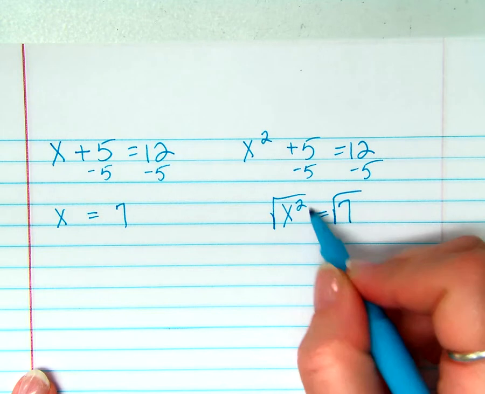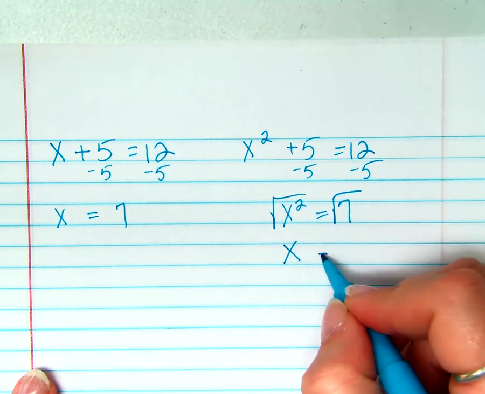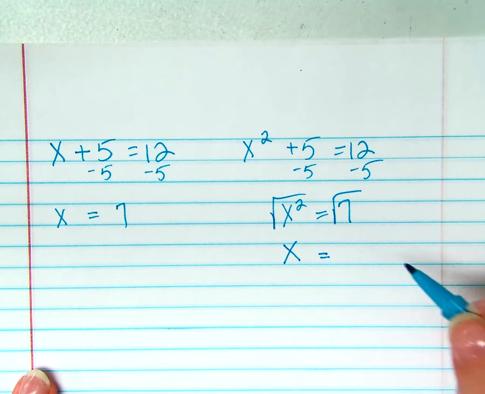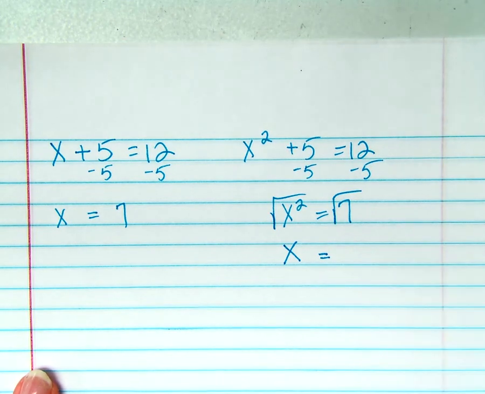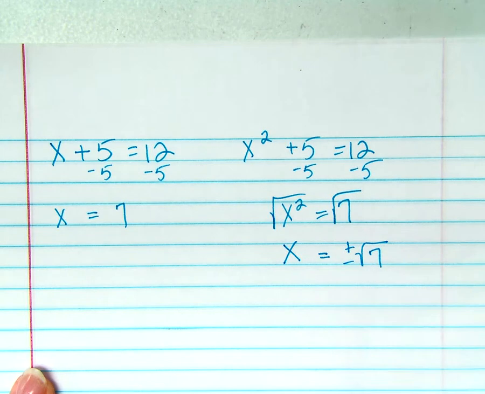So on the left-hand side of the equation, I get x. And on the right-hand side of the equation, I get the square root of 7. Almost. Almost the square root of 7. When we did this the first time, you forgot this too. So I'll forgive you a little bit. Okay? Remember this? Plus or minus the square root of 7?